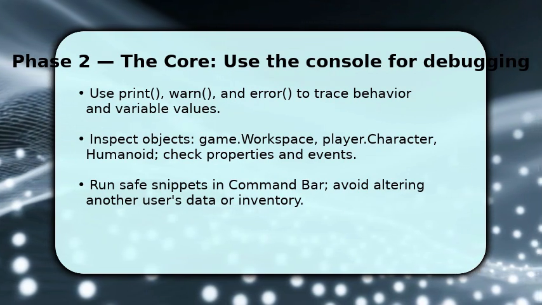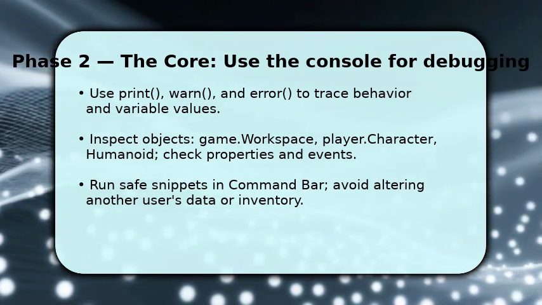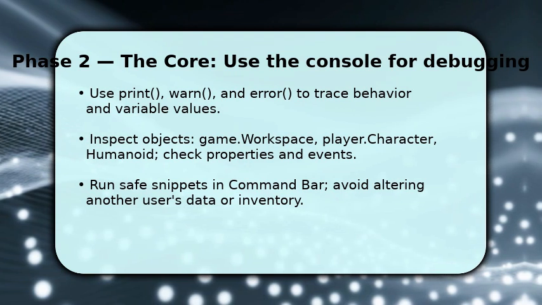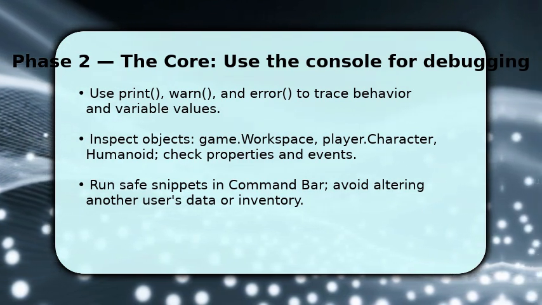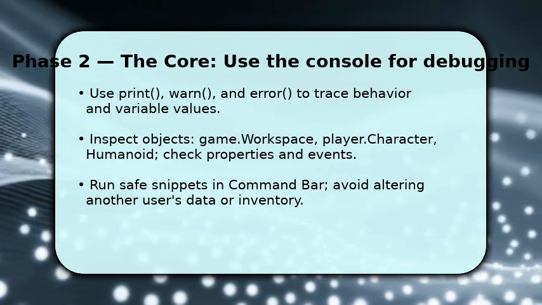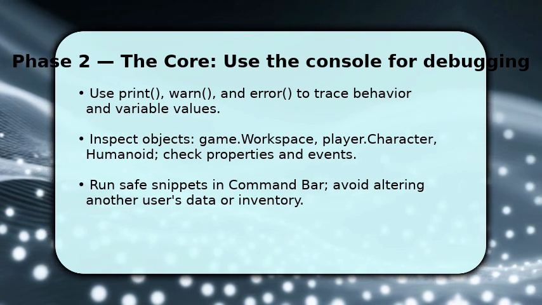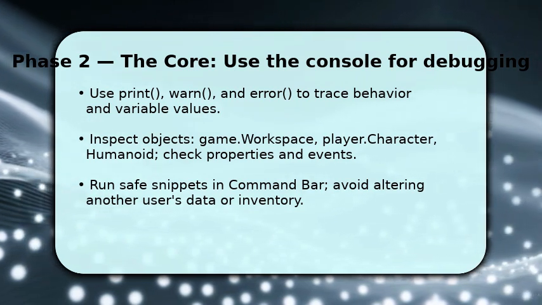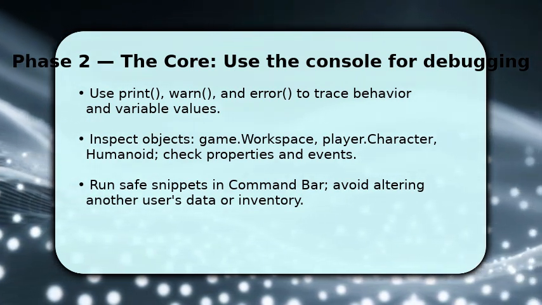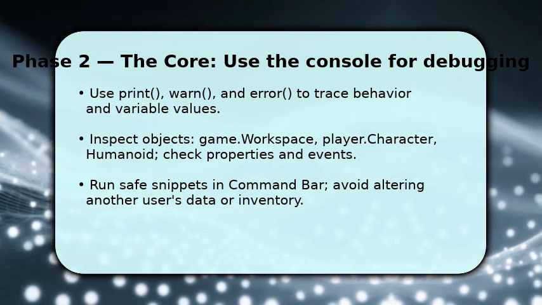Use the Dev Console and command bar to inspect behavior and variables. You can run print, warn, and error to trace flow and query game, workspace, or a player, character to view properties. Once you find an issue, refine a small, reversible change and test repeatedly on a private server.